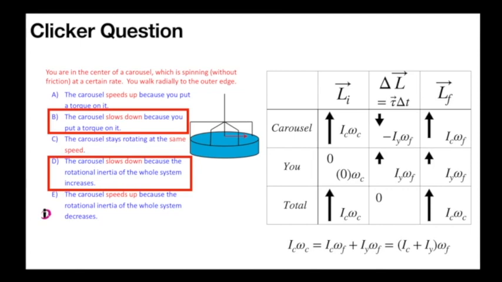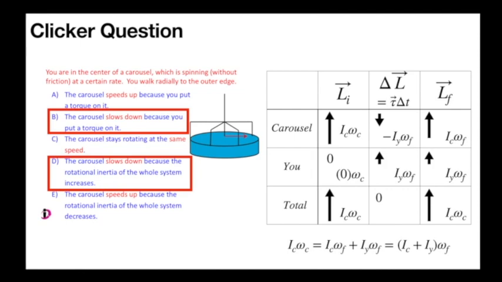The rotational inertia answer, we kind of already decided, right? If we think of us and the carousel as the whole system with some total rotational inertia, when we walk further out from the center, that rotational inertia increases because our r goes up, and so we have to share the angular momentum over a bigger rotational inertia, and the omega final, the angular velocity, has to go down, where the carousel has to slow down. This equation kind of sums that up.